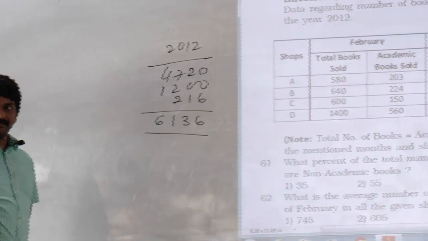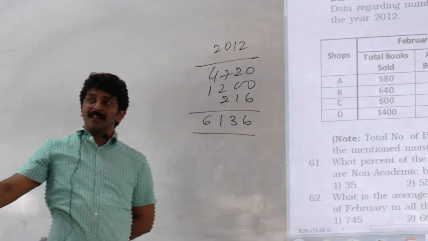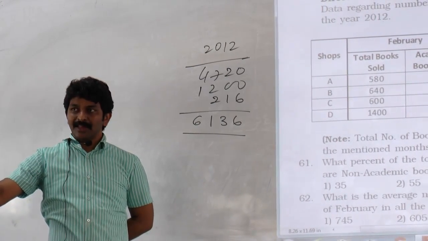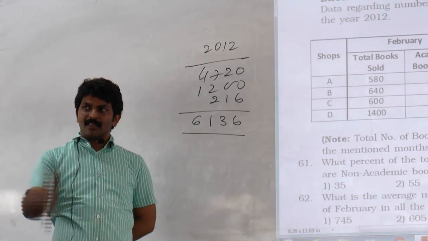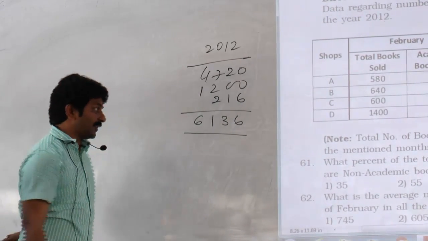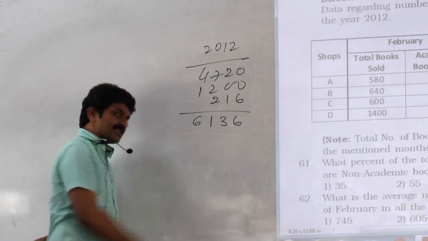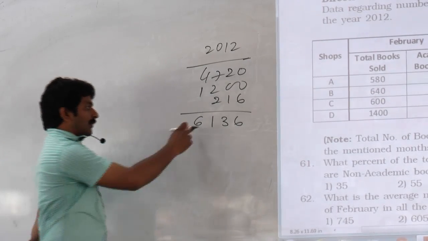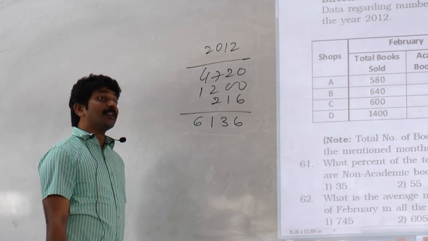Yes or no? And out of this 25% are non-academic. But you are asked to calculate academic, which is 75%. How will you get 75%? Half plus half of it. Can I treat this number as 6,000 plus 136? Do you have any issue? Out of 6,000, what is half and half? 4,500.